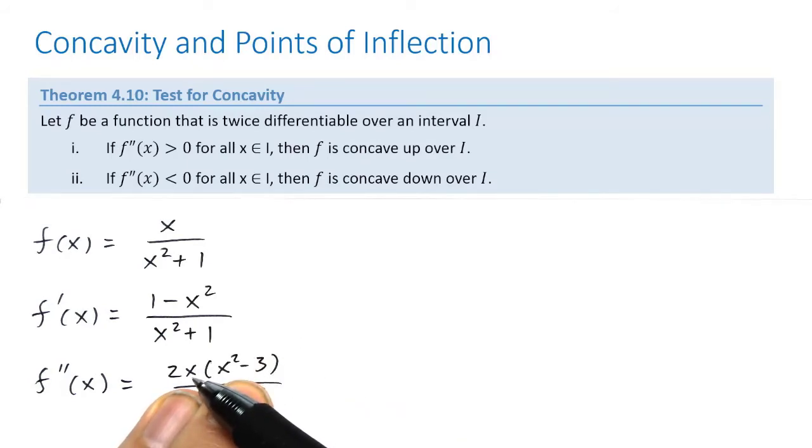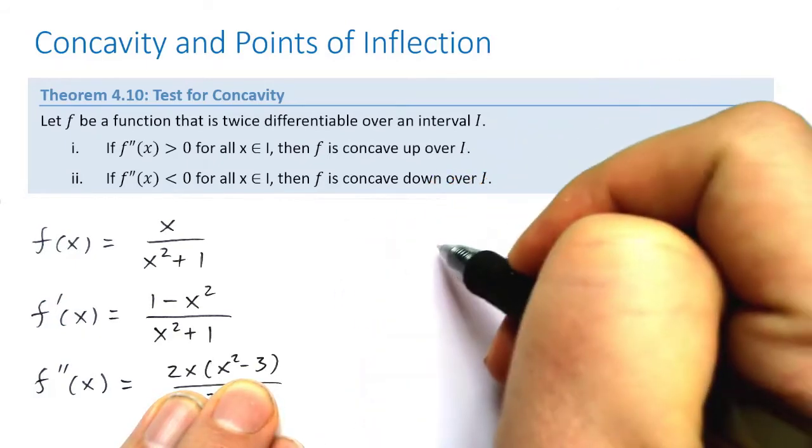Well, it's already factored, so that's nice. So if x is 0, the numerator will be 0. And if x is equal to plus or minus root 3, this will all be 0. So we have three places to look. That's how we'll break up our number line.